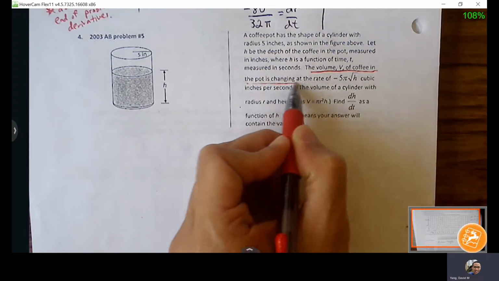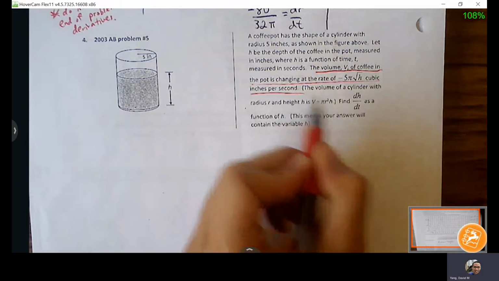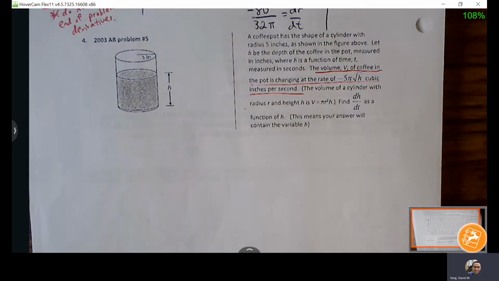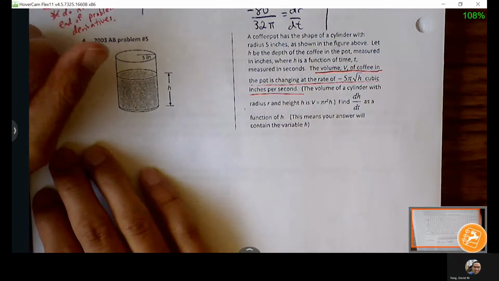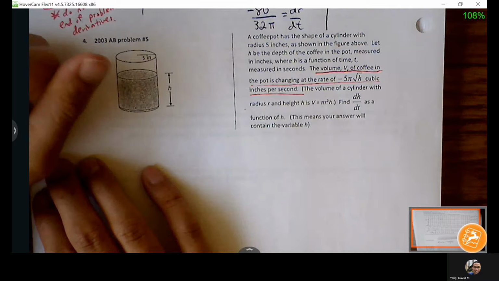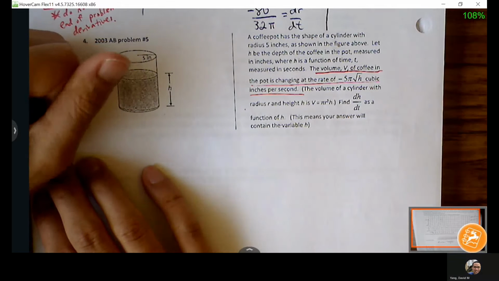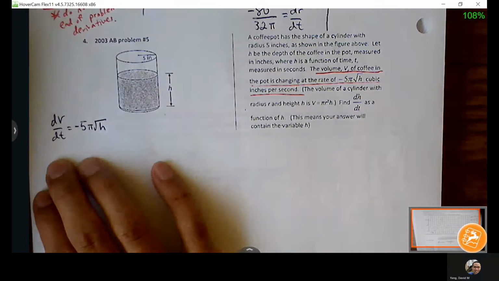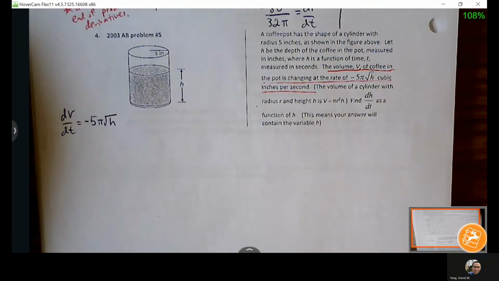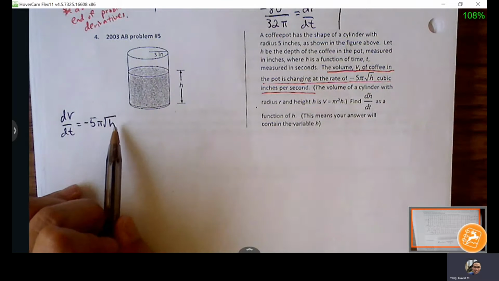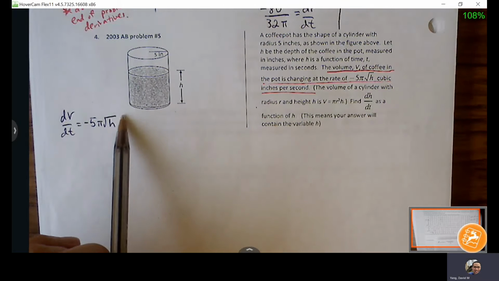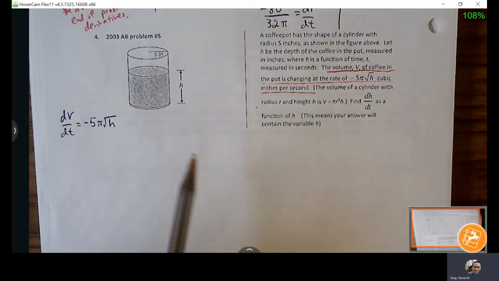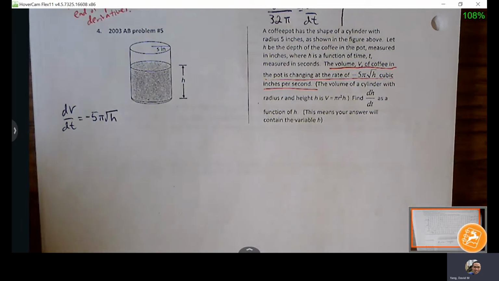Can we start assigning the variables there? dV over dt equals negative 5 pi root h. It feels a little messy because our answer is going to have the h in it. We're not going to be able to get rid of h. We just have to do everything and keep track of that h.